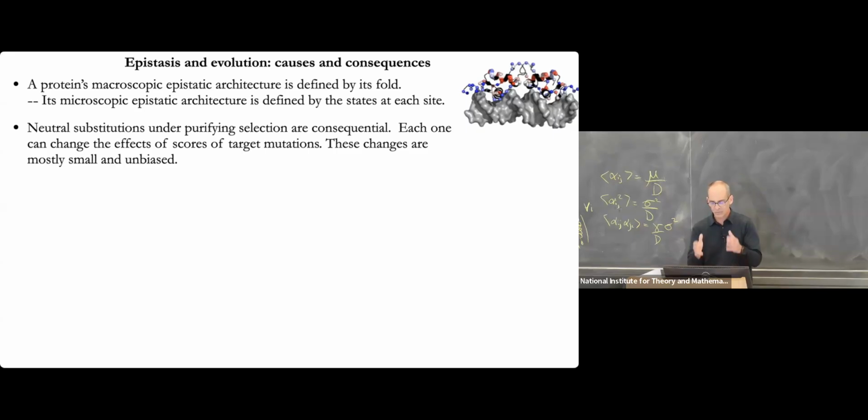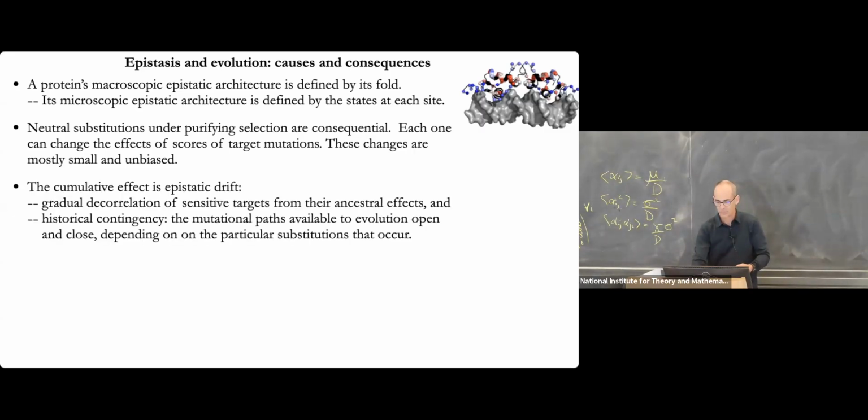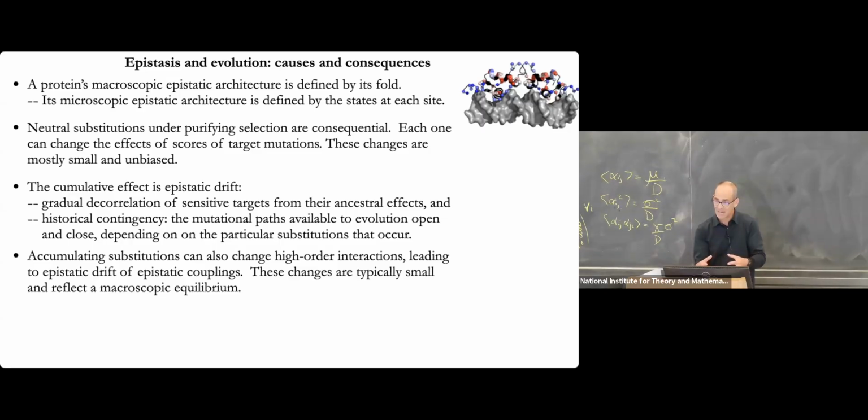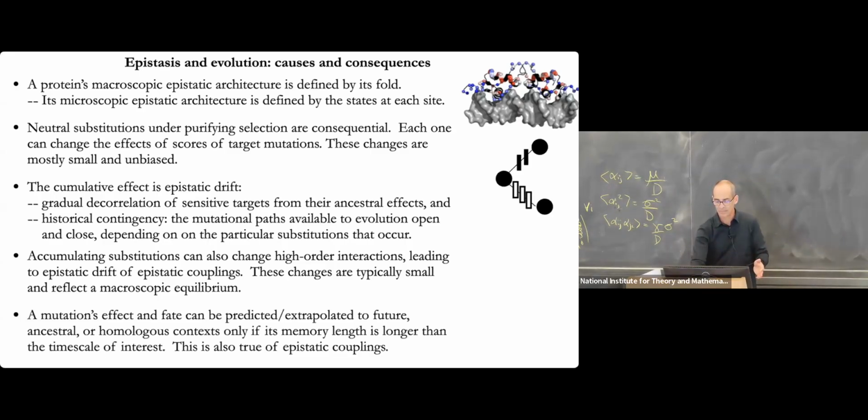Evolution under purifying selection is typically thought of in molecular evolution as being essentially inconsequential. You have chance states coming in and out, they have no effect on the phenotype. And that's right. But they do have a major effect on the potential accumulation of other substitutions and on the underlying particular microscopic epistatic architecture of the protein. So the cumulative effect here is epistatic drift in the effect of mutations, as well as epistatic drift in epistasis. Epistatic couplings themselves drift over time as substitutions accumulate.